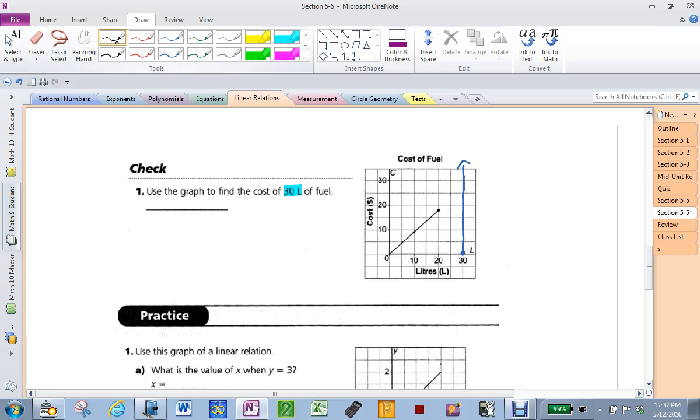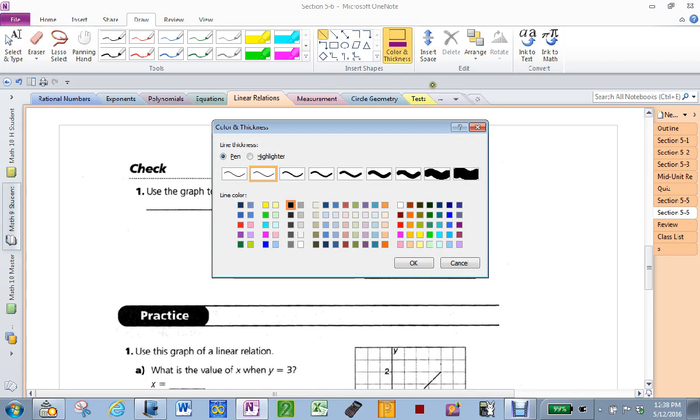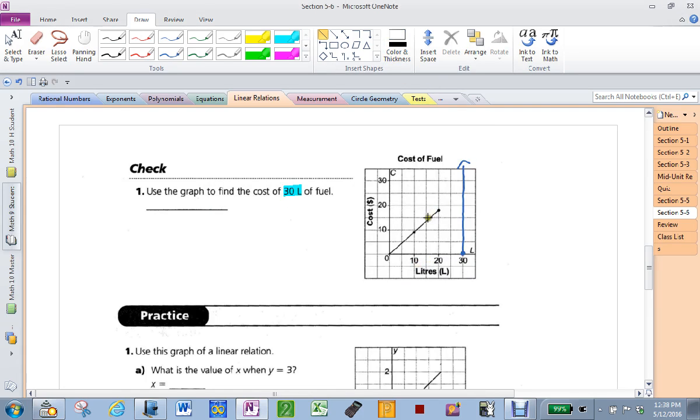So this, I can assume that this is a linear relationship. I don't know that it is, but I can assume that. So that would mean this line would do what? Continue. For how long? To infinity and beyond. So here is where it crosses, yes?